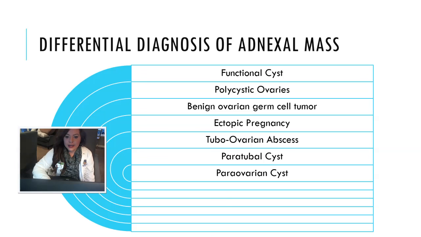So if there is an adnexal mass, the differential is still large and includes several benign differentials. These include several types of cysts like functional, polycystic, paratubal, and paraovarian cysts, benign ovarian germ cell tumors, and ectopic pregnancies or other options.